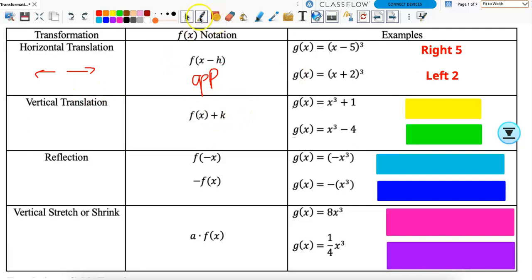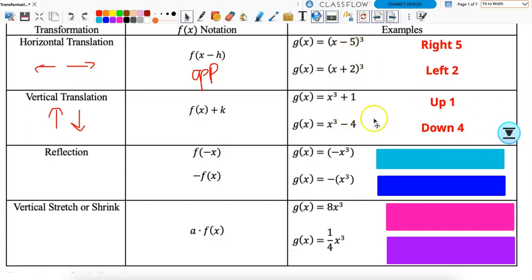If you add a number on the outside of your function, that is going to move it vertically, which means up or down. And that one is not opposite. So if I put a +1, that should move it up 1. -4 should move it down 4. Those should look familiar to quadratics.